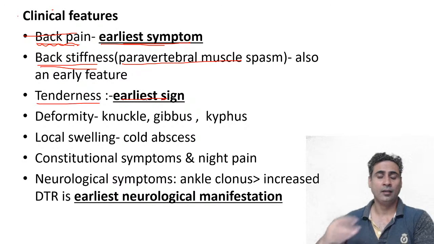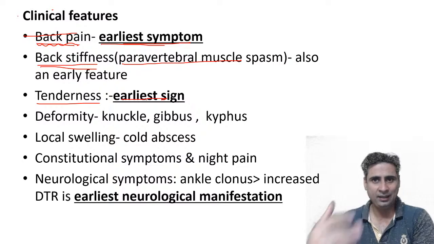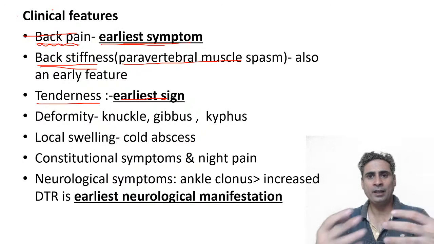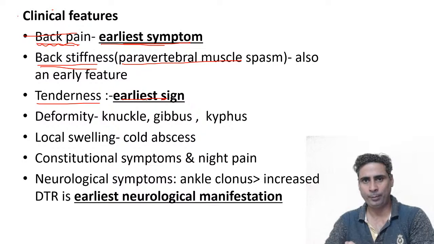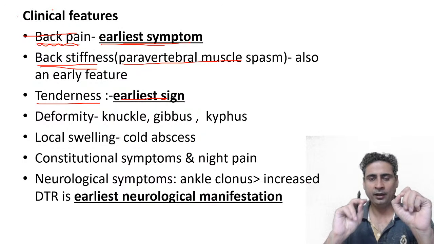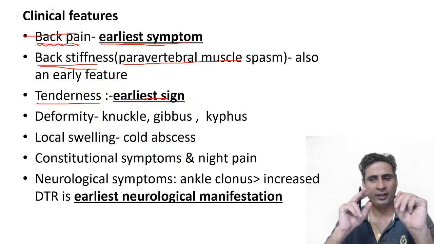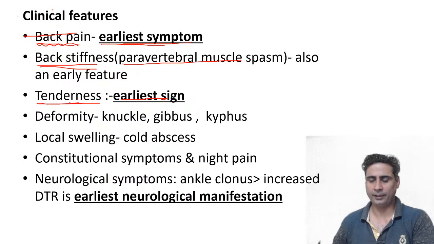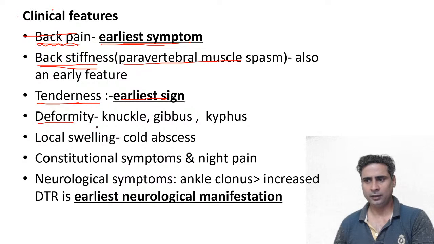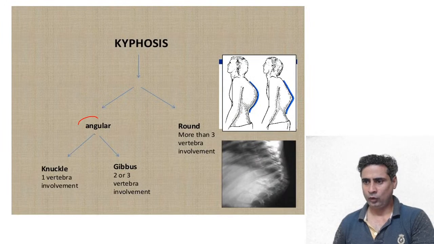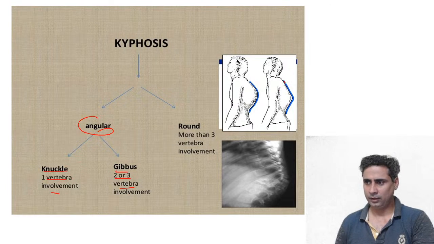So what is sign? Sign is elicited by you, the clinician, and symptom is complained of by the patient. So patient will complain of back pain, and you will examine, and at your examination the earliest finding will be tenderness of spine. There may be deformity, either knuckle, gibbous, or kyphus. Knuckle and gibbous are angular deformities. Knuckle is where one vertebra is involved, gibbous where 2 to 3 vertebrae are involved. So these are angular kyphosis.